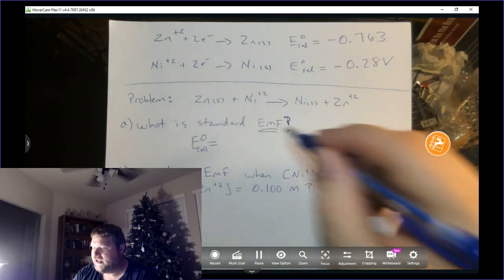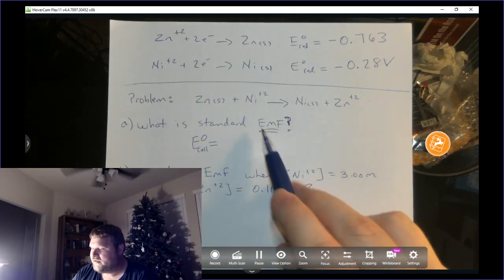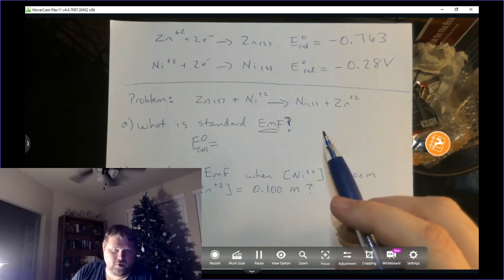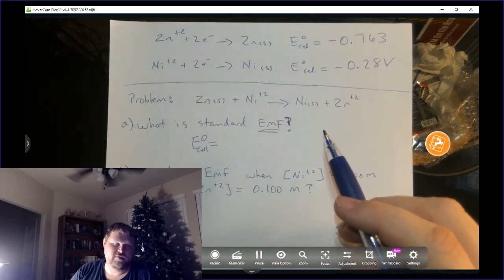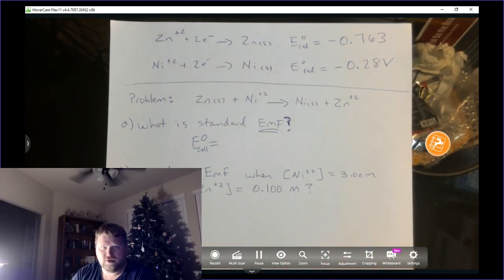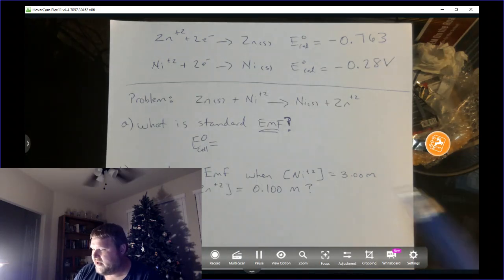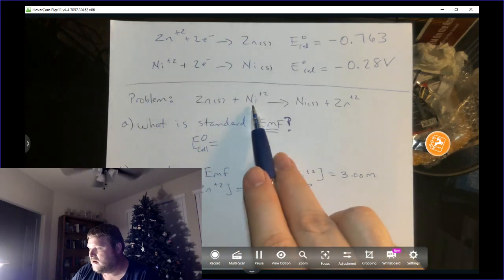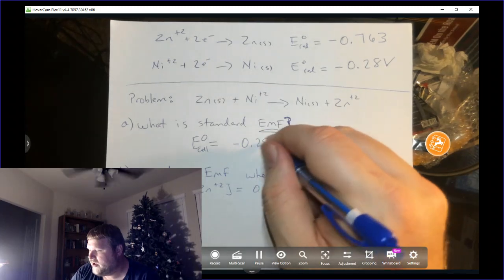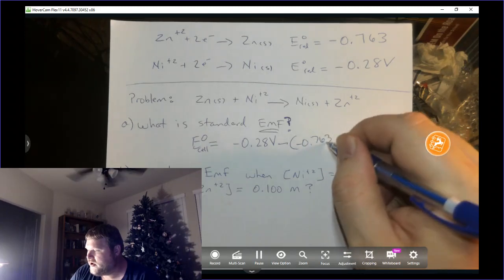We know how to find a standard cell potential at this point, or standard EMF. I haven't used the words EMF enough in my videos, and I realized that as I was reading this problem. EMF stands for electromotive force. It's basically the same thing as your voltage. When it says find EMF, you're finding your voltage, your potential. You can learn more about electromotive forces in physics, but for us, it's the same thing as voltage. All right, so cathode minus anode. I can see that nickel is being reduced, so I'm going to take that negative 0.28 volts, and I'm going to subtract from that my negative 0.763.